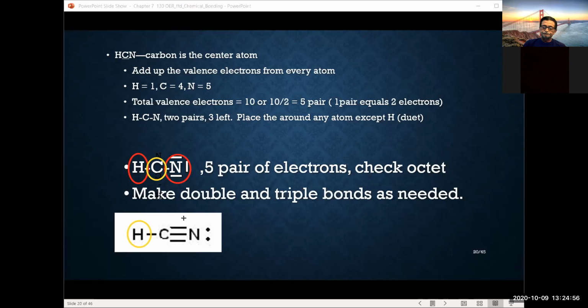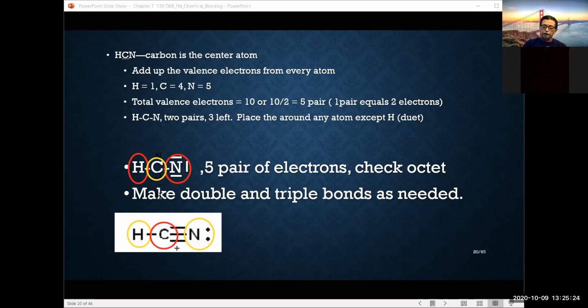The nitrogen, okay, it has 1 lone pair, and it has 3 bonded pairs. So that's a total of 8 electrons. So the nitrogen is doing good. And then finally, we check the carbon, and that carbon has 1 pair shared with the hydrogen and 3 pairs shared with the nitrogen. So its octet is fulfilled.